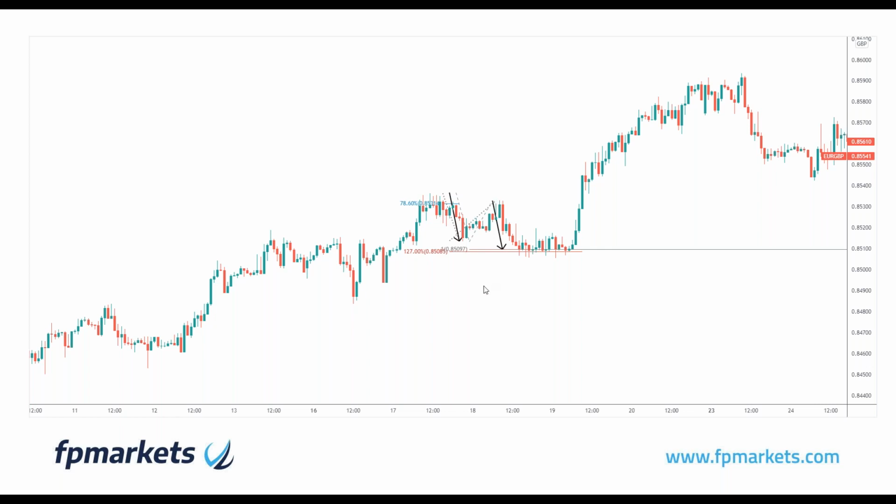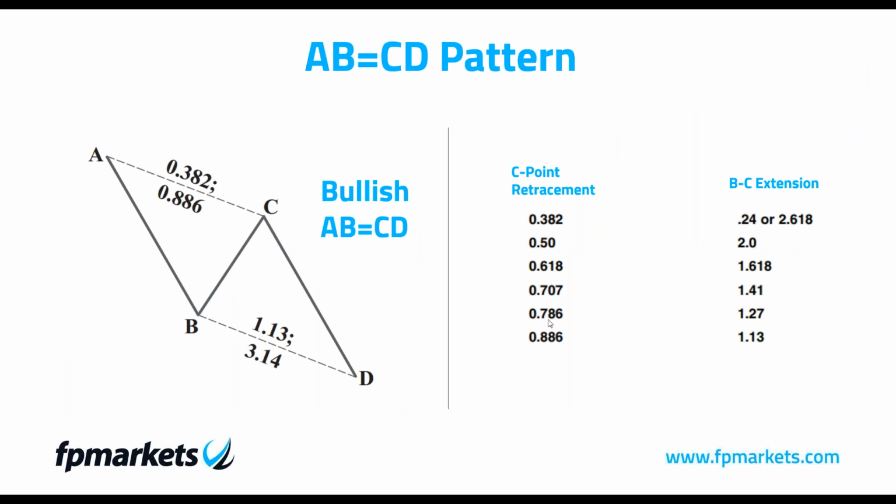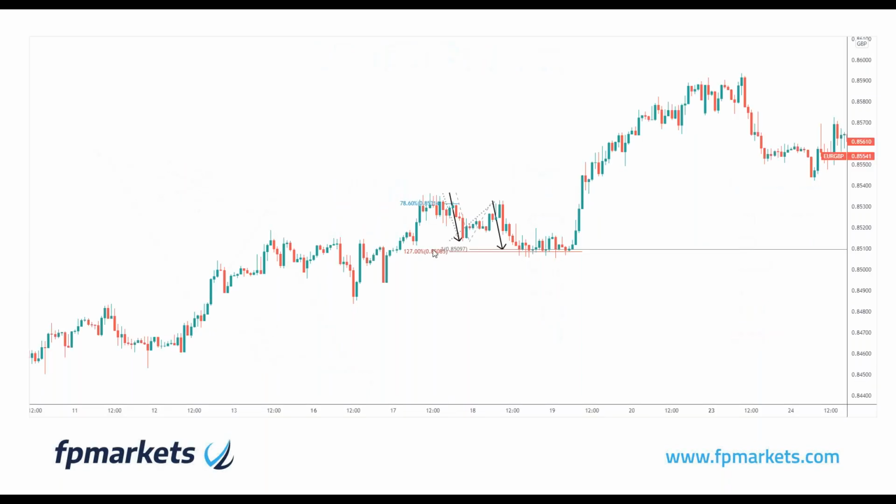Now, knowing this, we go back to our files, and a 78.6% retracement should provide us with a 1.27 BC extension. And as you can see, it did converge very, very closely to our 100% fib projection, which is the AB equals CD equal move. And that comes in at 85.09. So it's a very, very tight area. And as you can see, price bounced from this area.